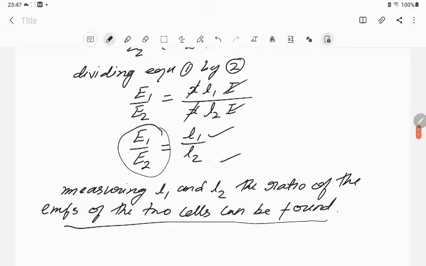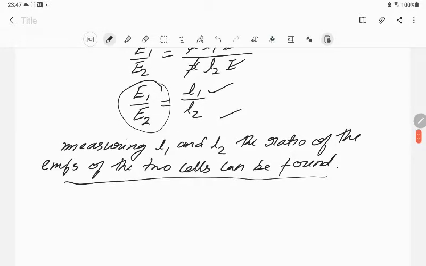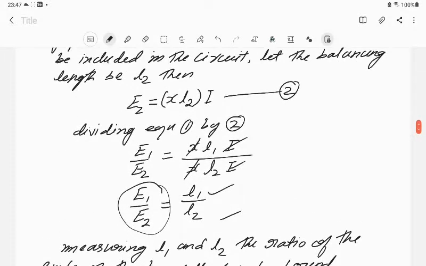So this is the comparison, so we can compare E1 and E2. This is the comparison of EMF of two cells using potentiometer.